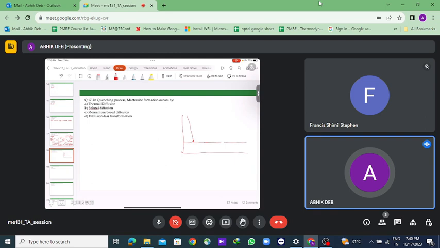If it is a horizontal line, that means there is sufficient time for the diffusion to happen, and homogenization has happened in this case. That is why we can very clearly say that there is diffusion in this phenomenon. Okay, sir. So in the quenching process, basically the martensite formation is by diffusionless transformation.